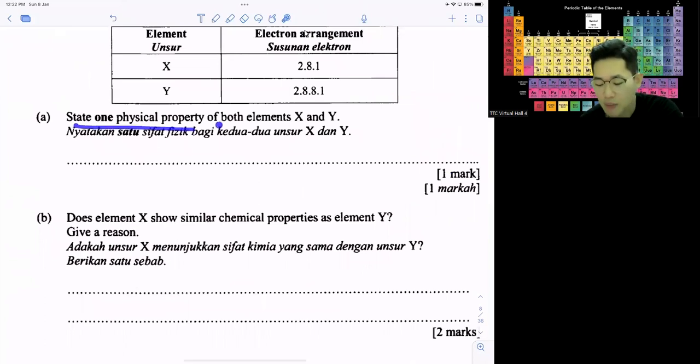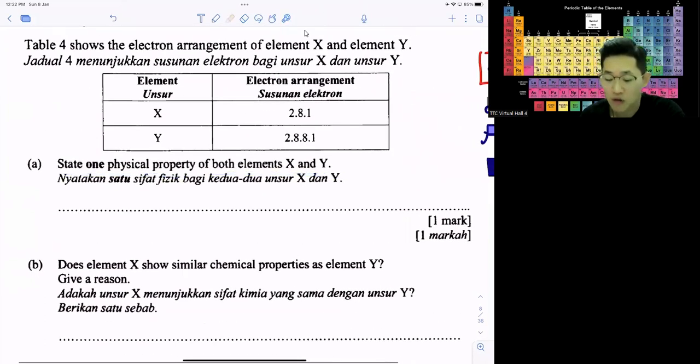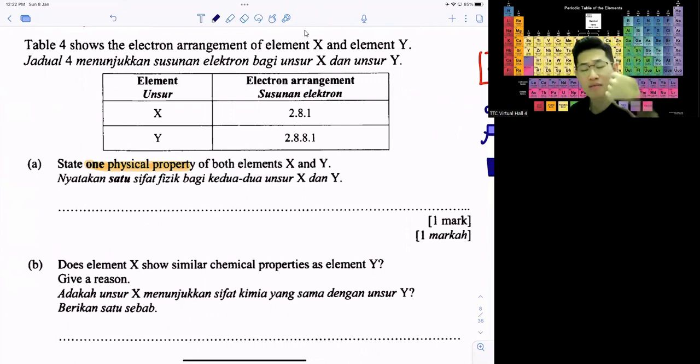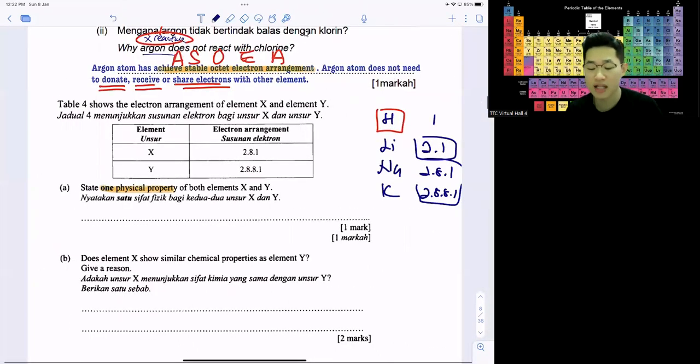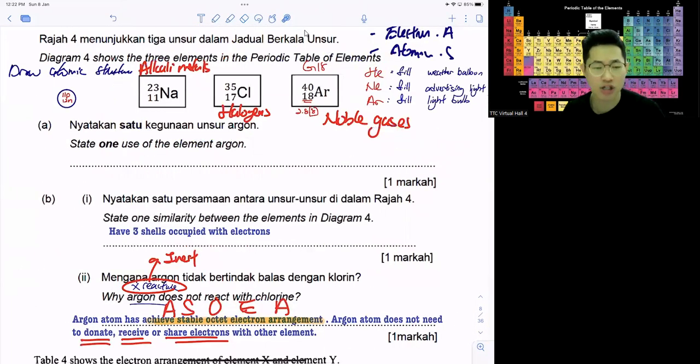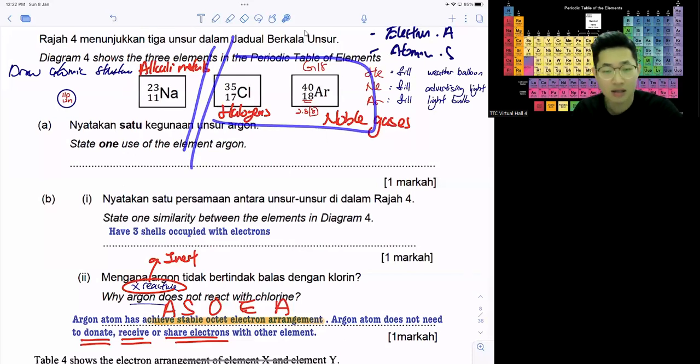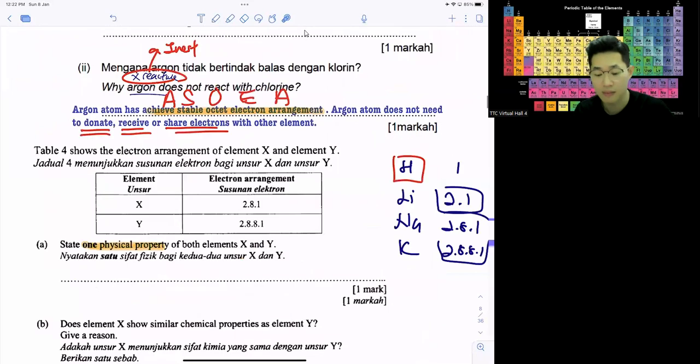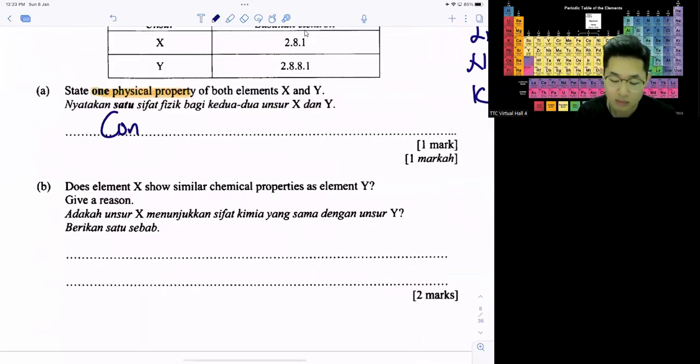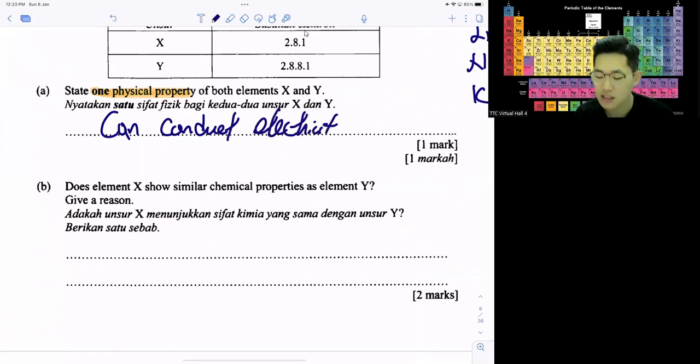State one physical property of elements X and Y. Physical property usually is about melting and boiling point. You can write melting and boiling point, or you can write electrical conductivity. For groups 1, 17, 18, the easiest is electrical conductivity. Group 1 can conduct electricity because it is a metal. And then 17 and 18 are non-metals, they cannot conduct electricity. The easiest one.